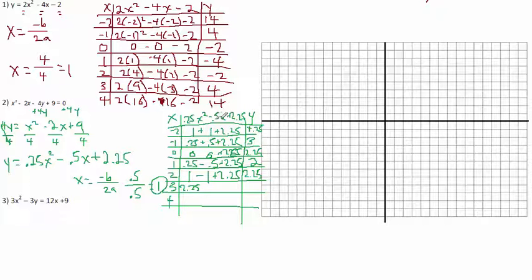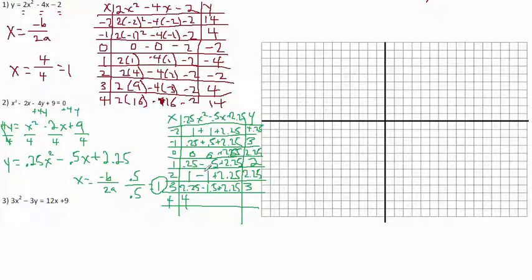Negative a half, negative 0.5 times 3 is negative 1.5, plus 2.25. 2 1/4 minus 1.5 is 3/4. 3/4 plus 2 1/4 is 3. And then finally 4. 4 squared is 16. 0.25 times 16 is 1/4 of 16, which is 4.